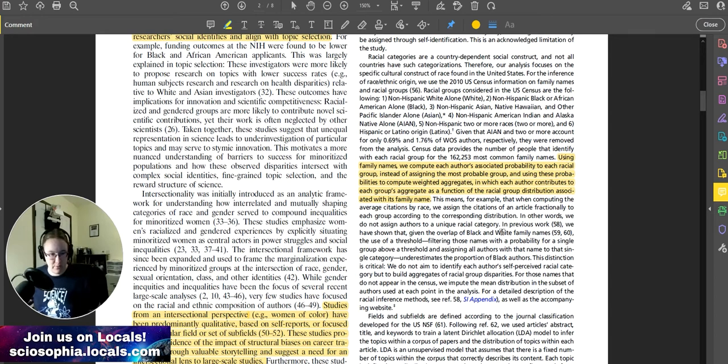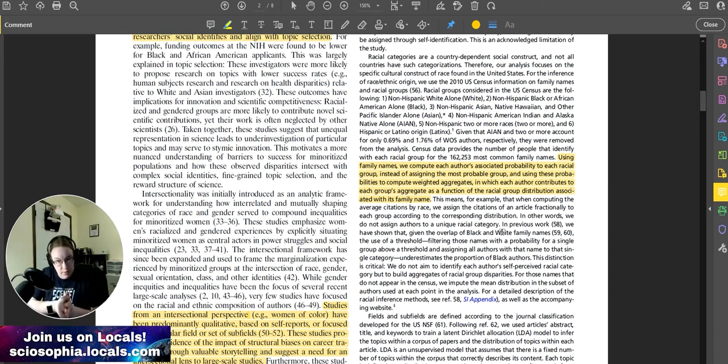I've had family who work for the census before. Not all people respond to the census. Just a good point to make in there. They are assigning a probability that an author with a given name is from one particular race or another. That is what they're assigning in there.